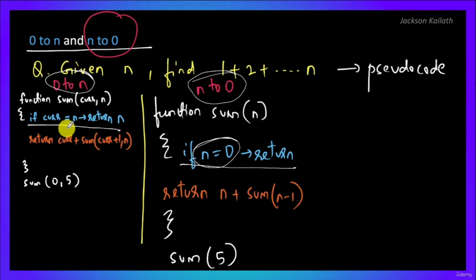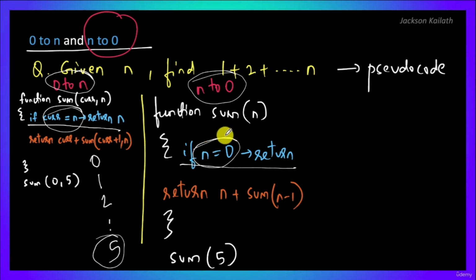And in this case, because we were going from 0 to n, so 0, 1 up to 5, we had 5 over here, which was the last valid case. So the base case changes based on how you write it. Now let's draw the recursion tree for this solution over here.